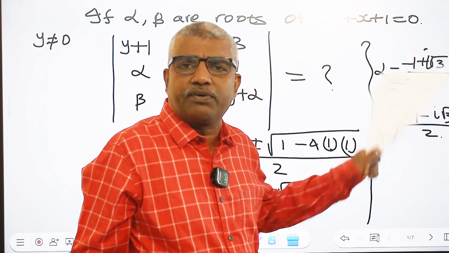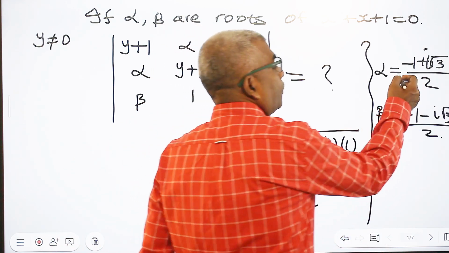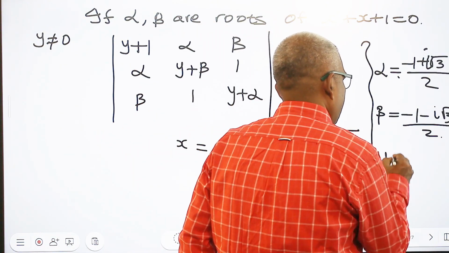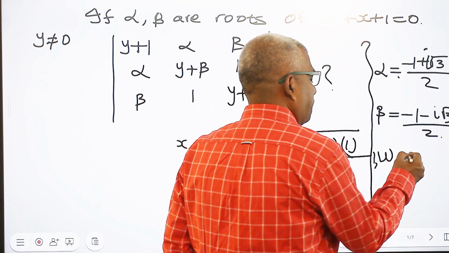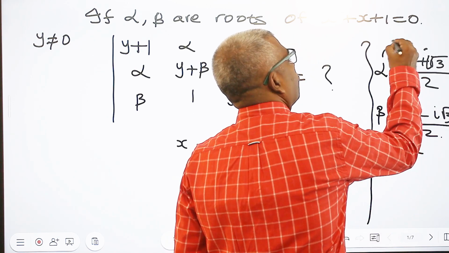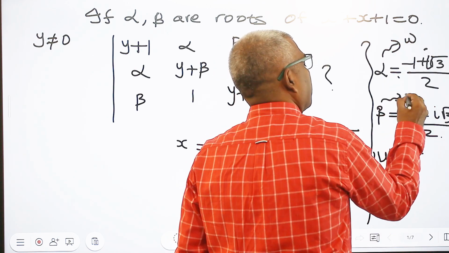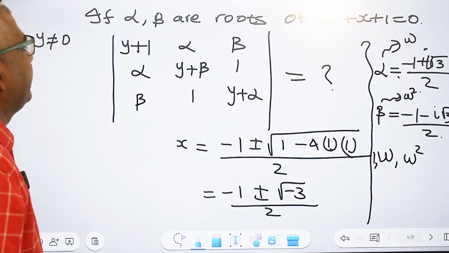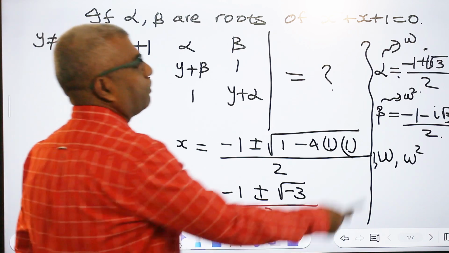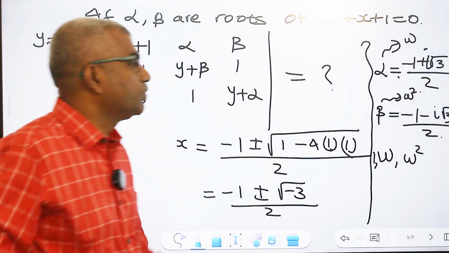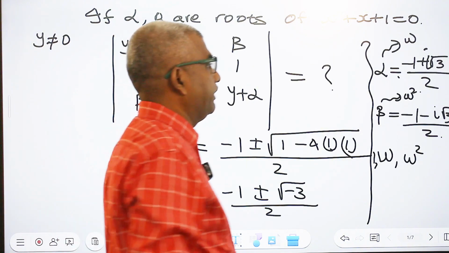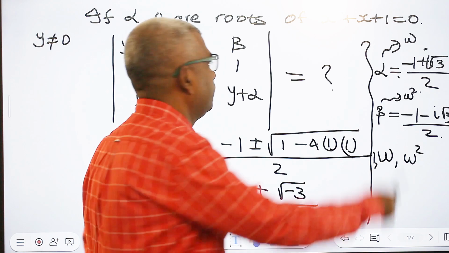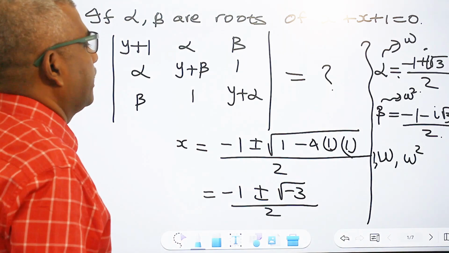Looking at these values, what do you understand? This is the cubic root. What are the cubic roots of unity? 1, omega, omega squared. This is omega, and this is omega squared. Now, instead of alpha and beta, instead of minus 1 plus i root 3 by 2 and minus 1 minus i root 3 by 2, I am going to put omega and omega squared.